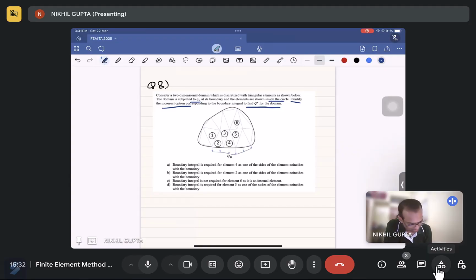So the first part is saying boundary integral is required for element A. It is required, as one of the sides of the element is on the boundary, so this is correct. We have to get the incorrect one. Boundary integral is required for element 2. It is required. Boundary integral is not required for element 6, because it is not connected to the boundary. This is also correct. And it is saying boundary integral is required for element number 3 as one of the nodes of the element coincides. No, this is not correct. We don't need a boundary integral for this as well. So this is the D option.